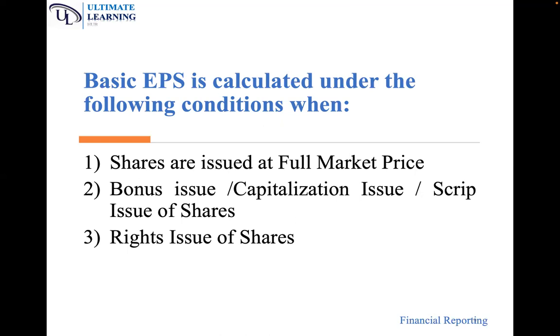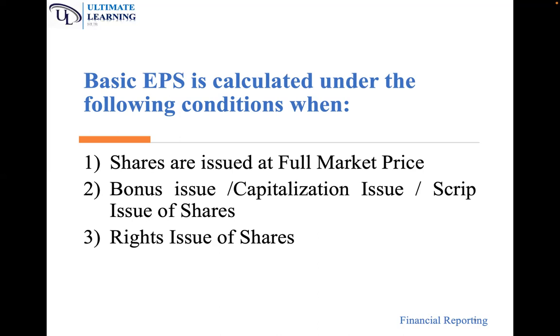So it can also enable us to calculate the basic EPS. And number three, rights issue of shares. So when we want to calculate basic EPS, we must check the question and find out, did we have new shares issued at full market price? That is number one. Did we have any bonus shares issued? Remember, bonus shares issue is issue of new shares to the existing shareholders for free, of course, in proportion to their current shares. In a rights issue of shares, it's issue of new shares to the current shareholders in proportion to their current shares at a price below the market price, but above the nominal price.